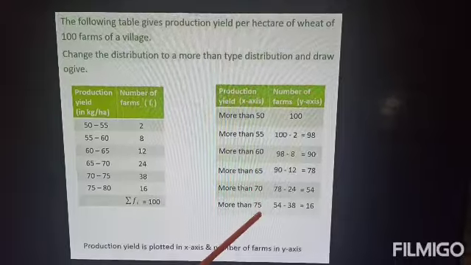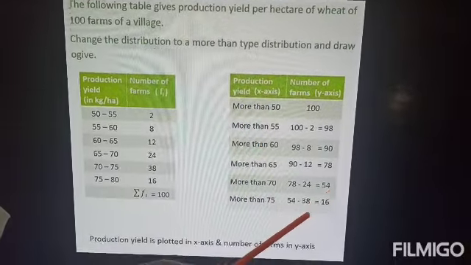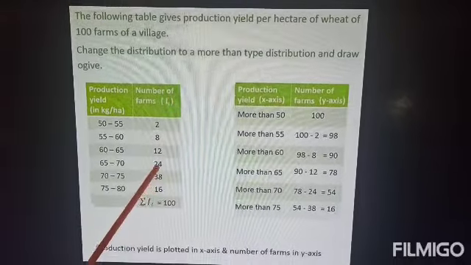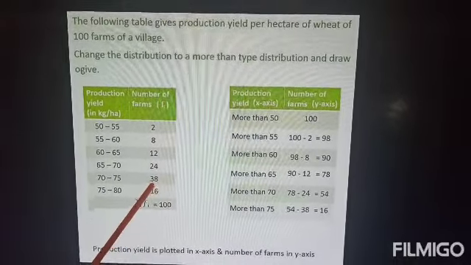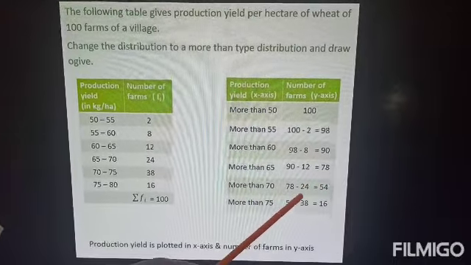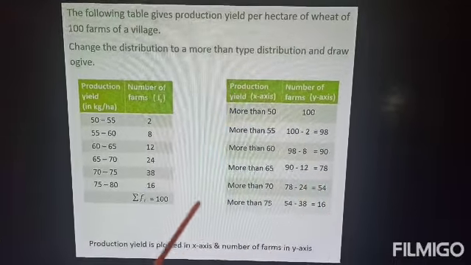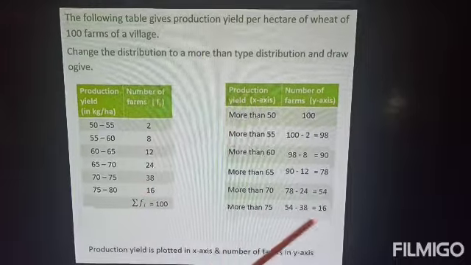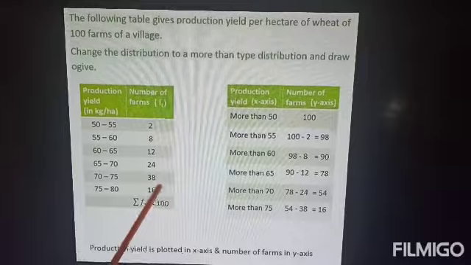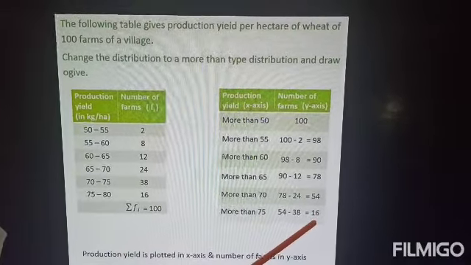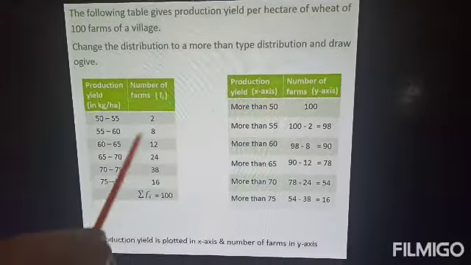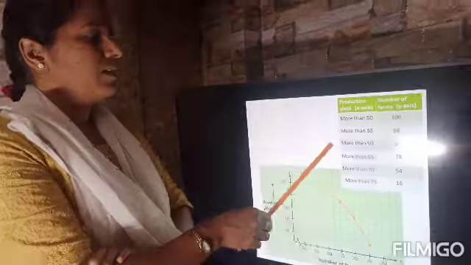Next, more than 75. 54 minus 38. The next frequency 38 we have to subtract from this 54, will get 16. That is the last frequency remaining. In the last step, we get the last frequency here. Okay. Next, we have to draw the ogive by this.